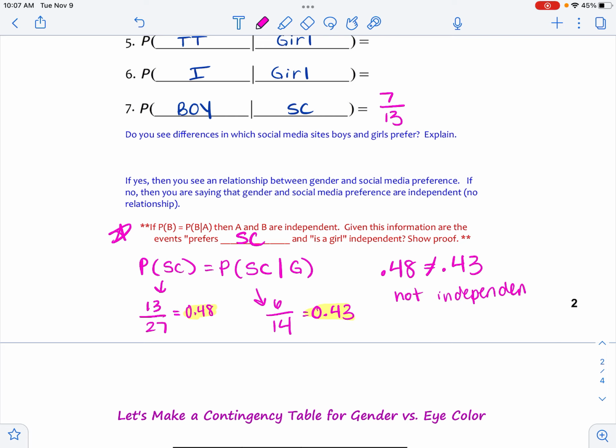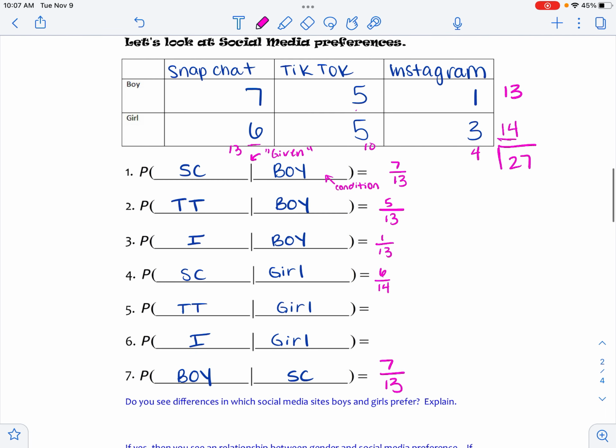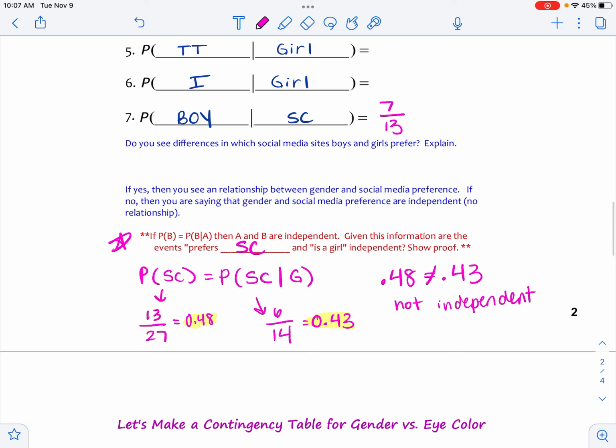While we looked at it, and we could say that it doesn't really look like there is much of a relationship between boy or girl versus social media preference, according to the data results, we cannot say that they are independent because they are not exactly the same. What's happening is the conditional probability, I would expect to be equal to the probability of that event in general. So the probability that you like Snapchat should be the same whether you're a girl or a boy in order for these to be independent. And because they're not equal, even though they're close, I would say they're not independent.